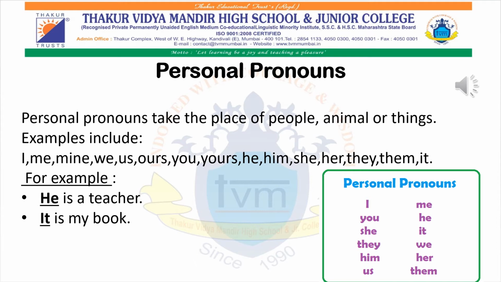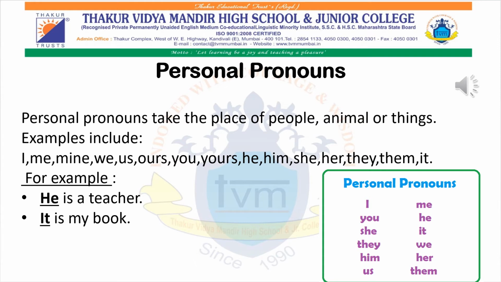For the first person, who speaks, we use I, we, me, us. For the second person, we use you. For the third person, a person or a thing which is spoken about, we use she, he, they, it, her, him, them. So these are pronouns that tell us about personal pronouns. All these pronouns are examples of personal pronouns.